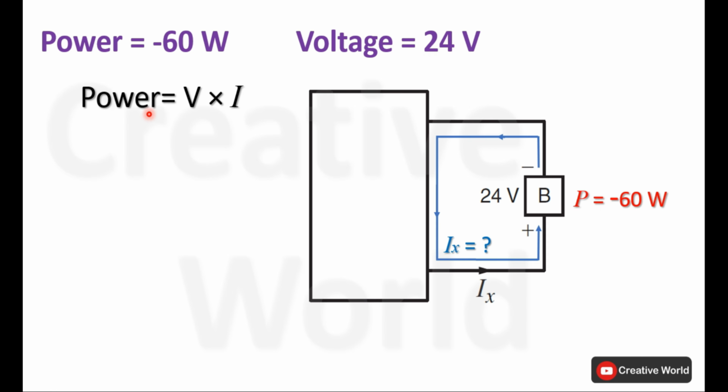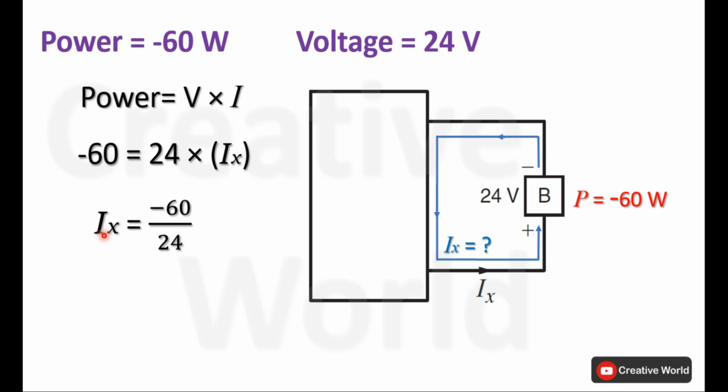Using the power formula, voltage multiplied by current, entering the values, power is minus 60 and voltage is 24 multiplied by current, and dividing 24 on both sides, we got the value of Ix is equal to minus 2.5 ampere.